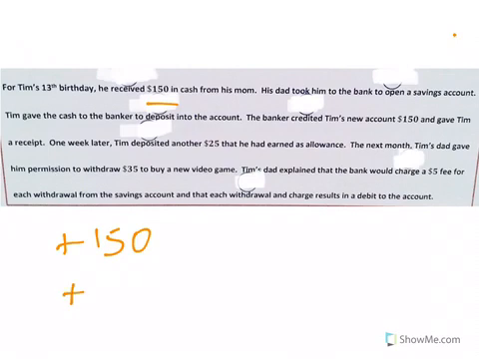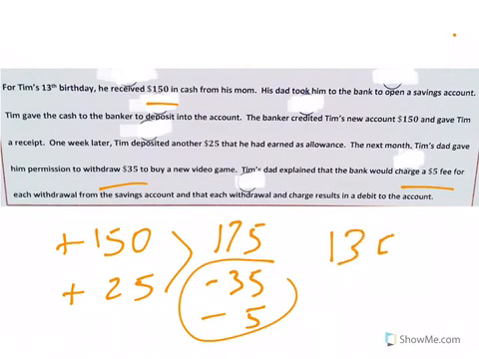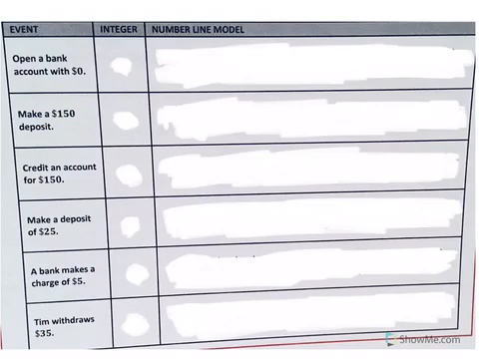So a week later, he added another positive $25 that he had earned, so he put that in his account. So now he's at $175 in the account. He was then given permission to withdraw $35, so that's a negative 35. And every time you withdraw, you get charged a $5 fee, so you're losing another 5, right? So 175, take away 35, take away 5, then gives us 135. So at the end of all of that, he has a positive $135 in his account.